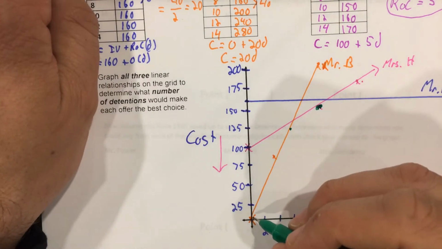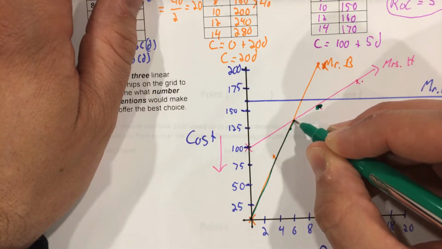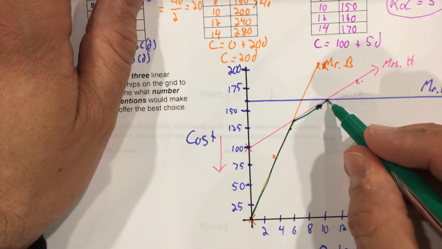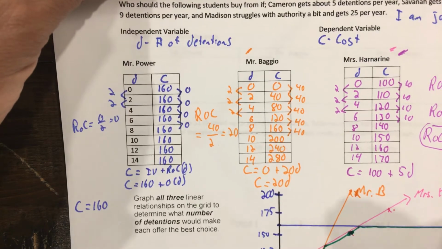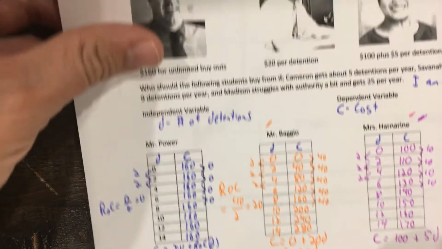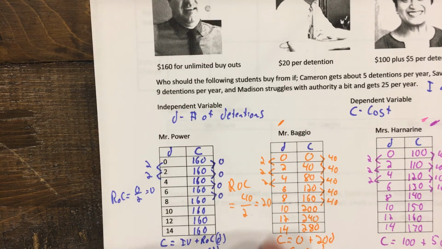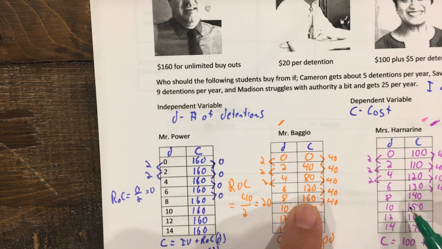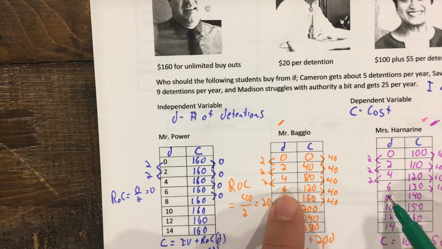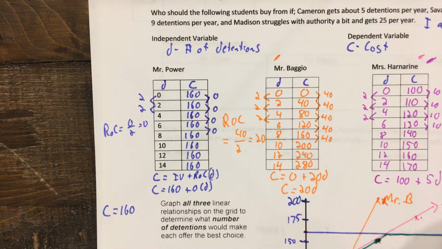Taking a look at this, your cheapest is always your lowest line. So your cheapest would follow along this right here. So that would be your cheapest bet. Okay. For example, let's take a look at the numbers between Miss Harnerine and Mr. Baggio. Mr. Baggio is more expensive at 8 detentions, but Mr. Baggio is less expensive at 6 detentions. So therefore, it's somewhere between 6 and 8 detentions that you should choose.